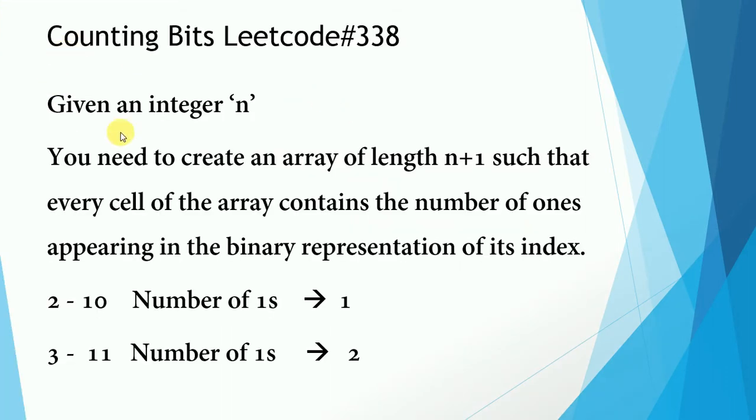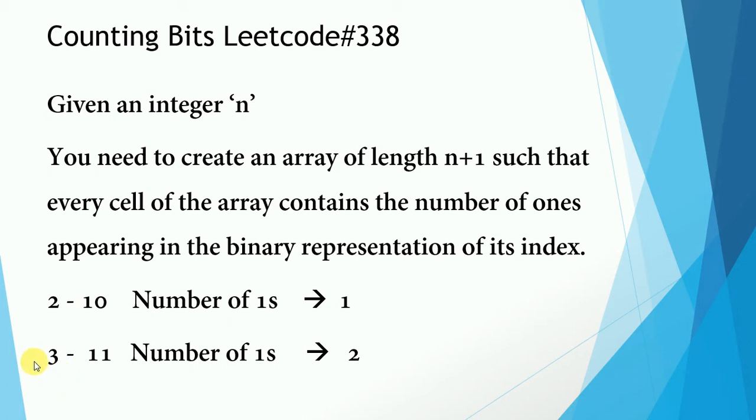You are given an integer n. So you need to create an array of length n plus 1. Suppose n is 4, then you need to create an array of length 5. Now each cell of this array that you are going to create must contain the number of ones that appear in the binary representation of its index. So if the index is 2, then the binary representation in front of it is 10. Now how many ones appear in the binary representation of 2? Just 1. So the array should contain the value 1 at index 2.